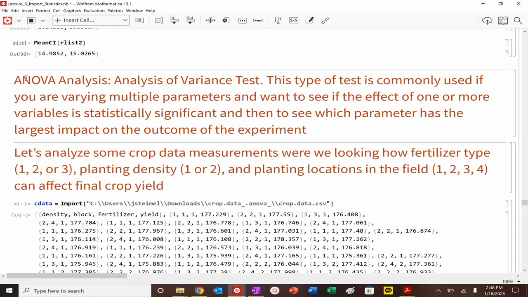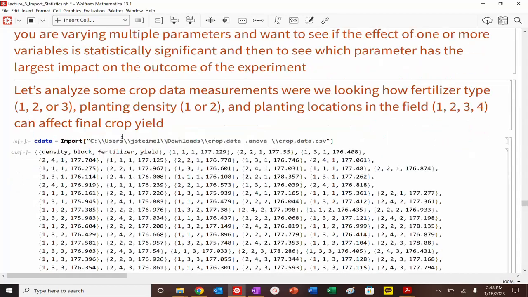All right, today we're going to talk about ANOVA analysis, which is analysis of variance tests. This is a great type of test if you're running a parametric study, if you're trying to see if there are multiple parameters that have a statistically significant effect on the outcome of your experiment. And you can also tell which parameter is going to have the largest impact on the outcome of the experiment.